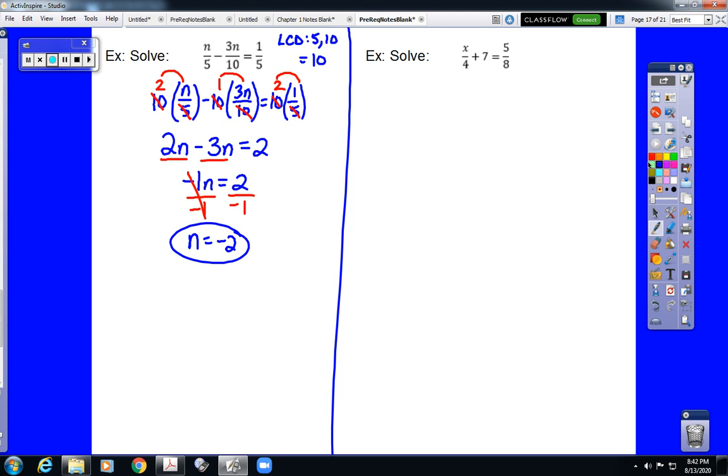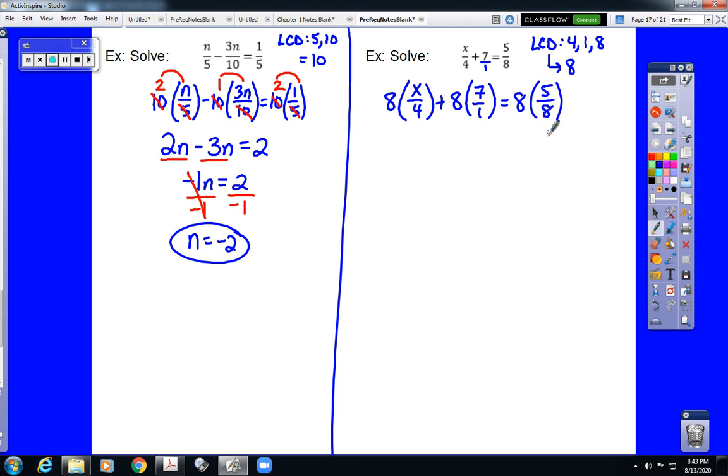On the next example, we need to be very careful because if you notice, we have two fractions and a whole number. But we need to remember that whole numbers can easily be written as fractions. We just write them over 1. So we're looking for the least common denominator for the numbers 4, 1, and 8. That would be 8. The first number that is divisible by 1, 4, and 8 is 8. So we would do 8 times x over 4 plus 8 times 7 over 1 equals 8 times 5 over 8. We go through and we divide.